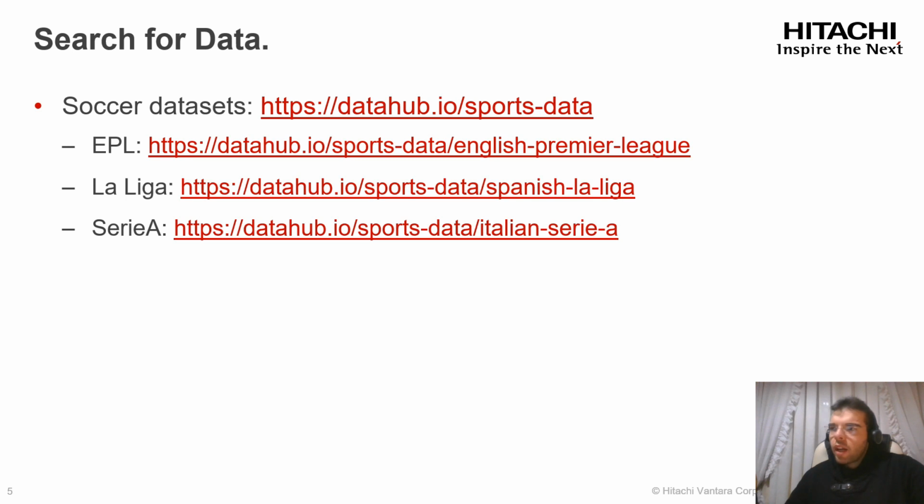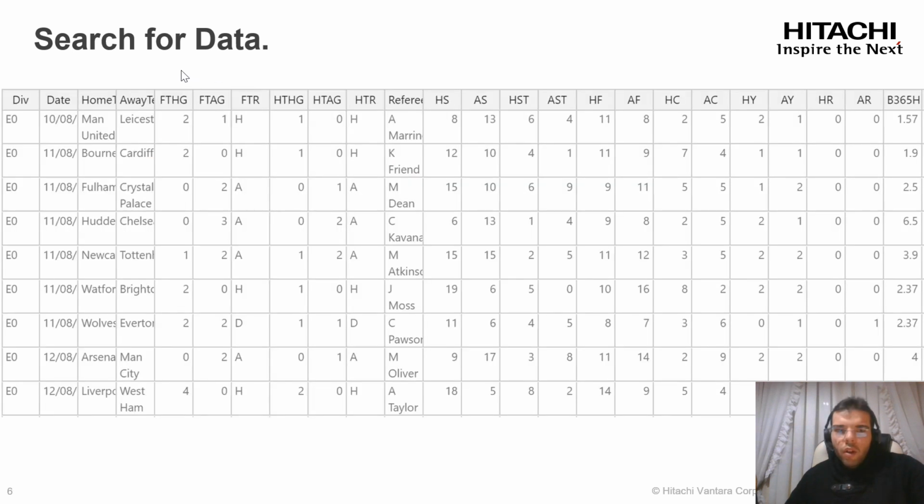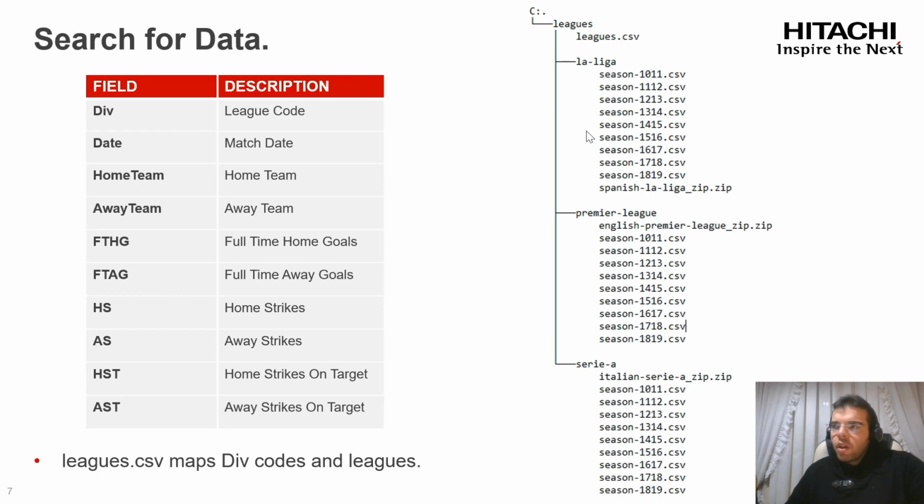On datahub.io, you can find a bunch of CSV files with really nice data. So this is one example of those CSV files. This is from the Premier League season 2018 and 2019. And as you can see here, there are a lot of fields. But of course, not all fields are relevant for us. But there is a table with the meaningful fields and their descriptions.